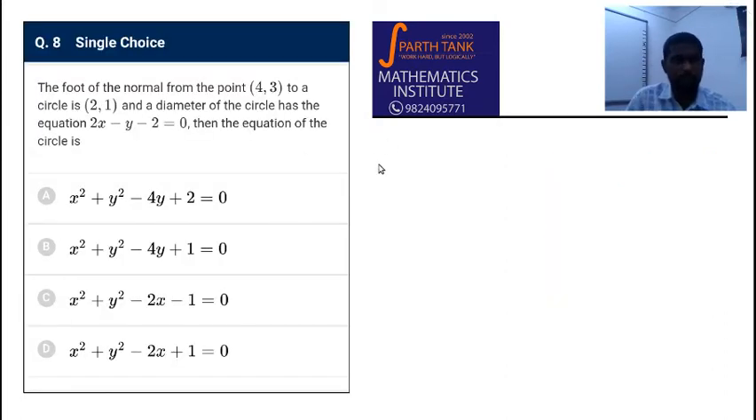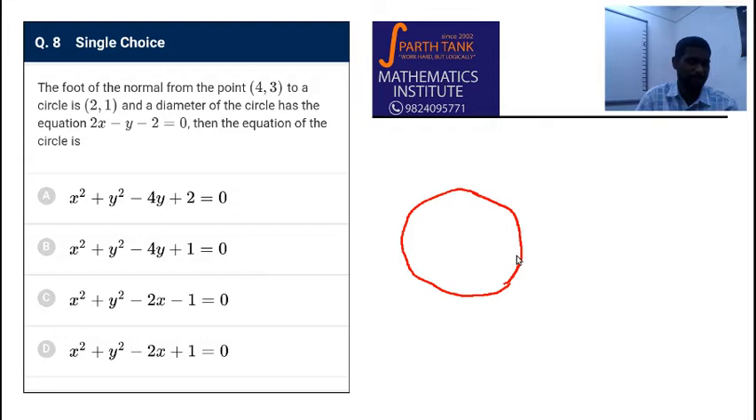Question number 8. The foot of the normal from the point 4, 3 to a circle is 2, 1. That is, there is a circle. Okay, something like a circle. The foot of the normal from the point 4, 3 to the circle. So from here I am drawing a normal to this circle, perpendicular to the tangent at this point basically. And this point is 2, 1. Okay. And then a diameter of the circle has equation 2x minus y minus 2 is 0.